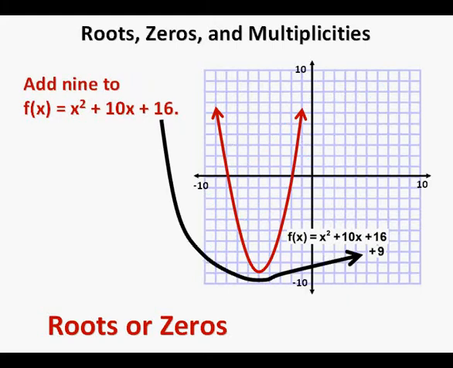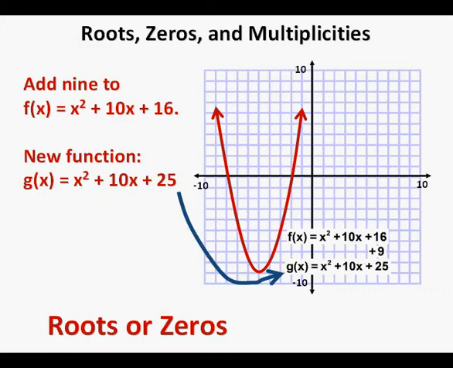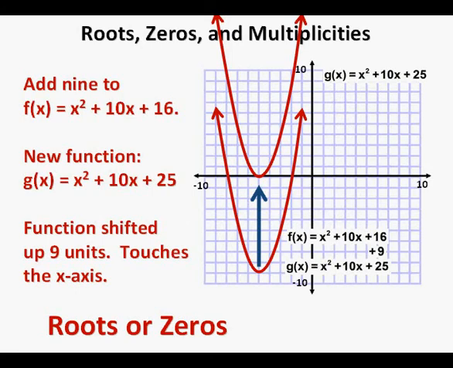Now we're going to another phase of the presentation, and we will shift or transform our quadratic function f of x equals x squared plus 10x plus 16 up 9 units on the graph. So we will add 9 to our original function. And so after adding 9 and 16, our new shifted function is g of x equals x squared plus 10x plus 25. So now we shift the graph of our function up 9 units. The graph comes right up to touch the x-axis.